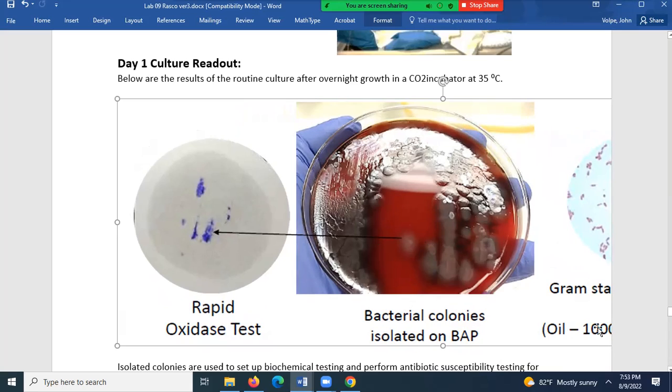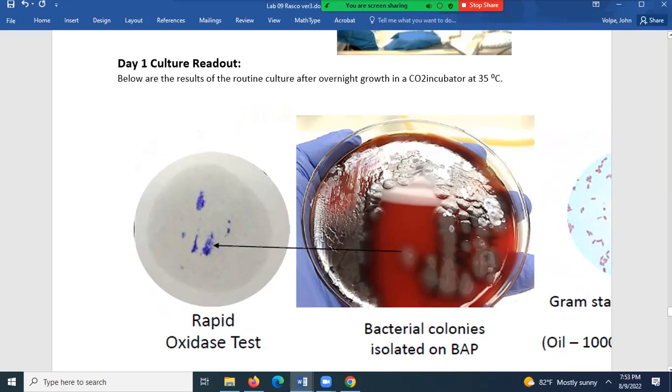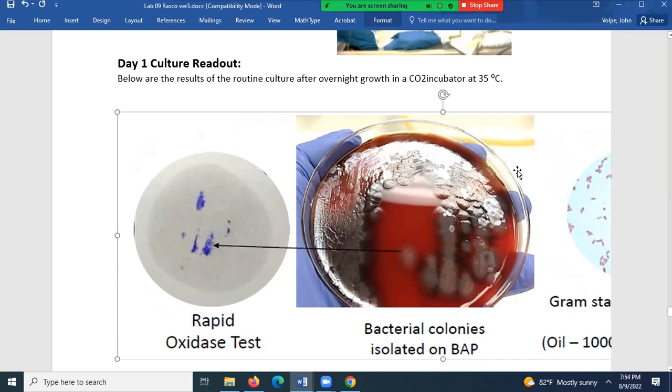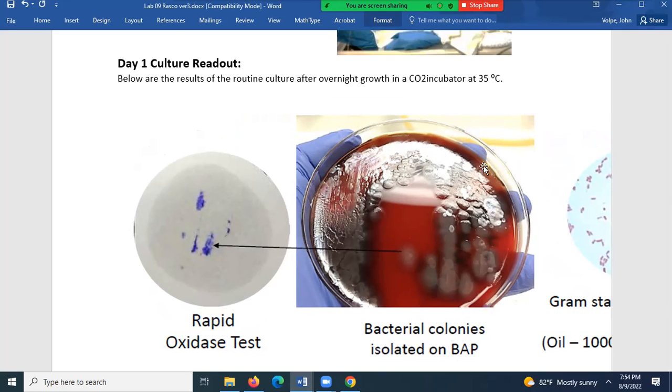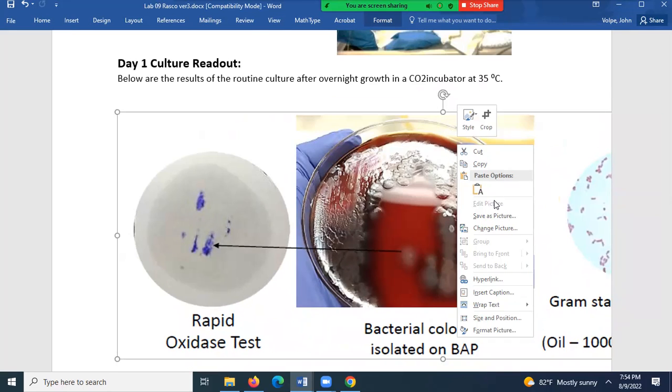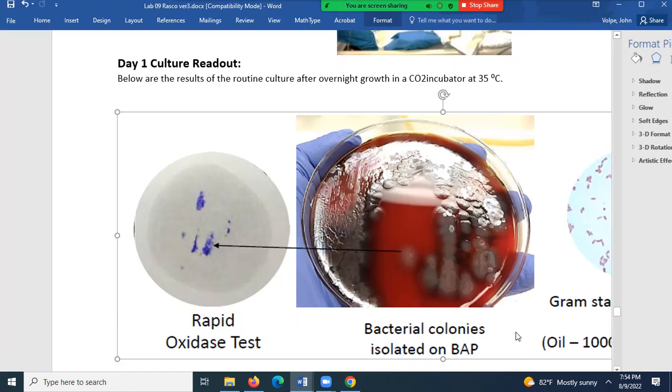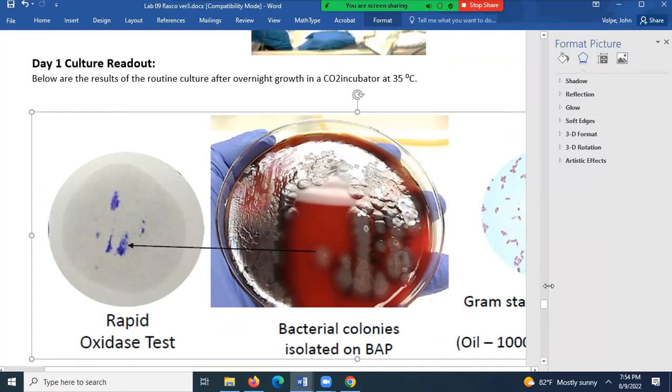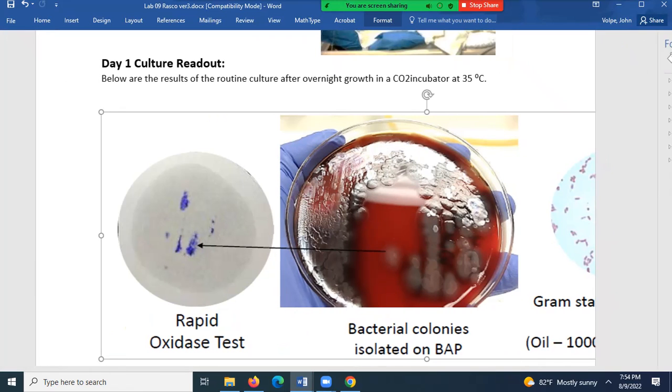I don't know if I can shrink that now. What's the problem with this page? Move it over here, maybe. Oh, I can't move it. I don't think that'll do what I want to do. No.